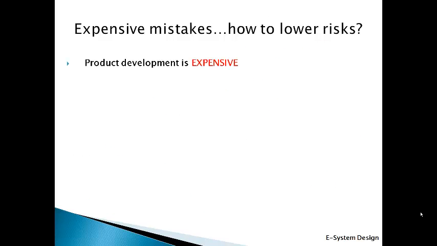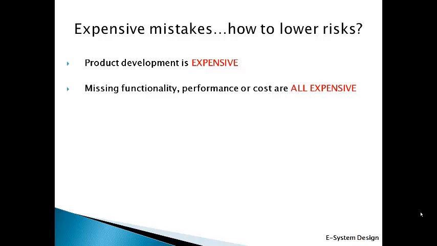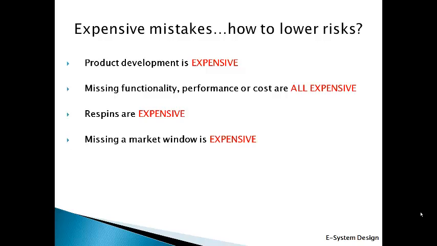Product development is expensive. Missing functionality, performance, or cost targets are all expensive. Respins are expensive. Missing a market window is expensive. And probably the most damaging is missing a company's quarterly projections for Wall Street.